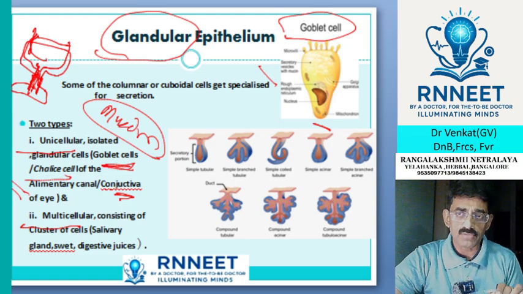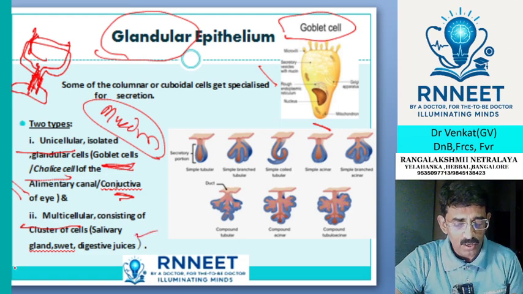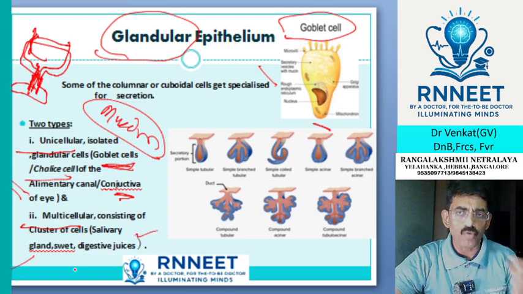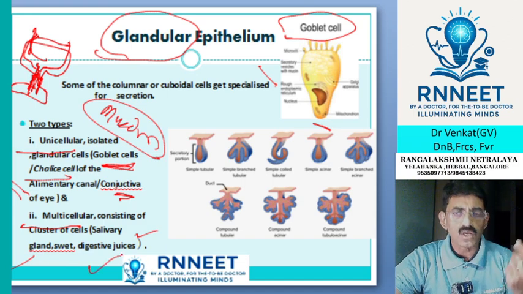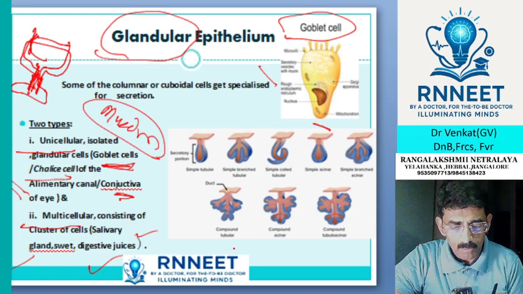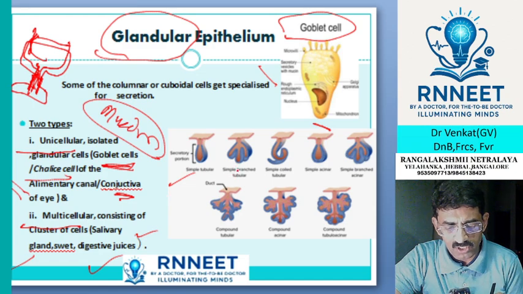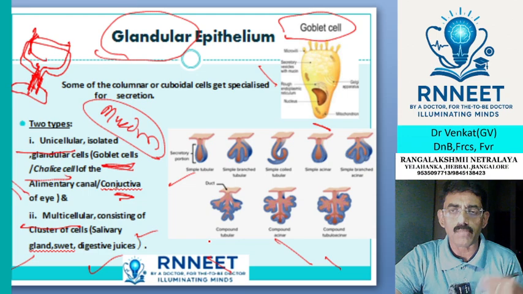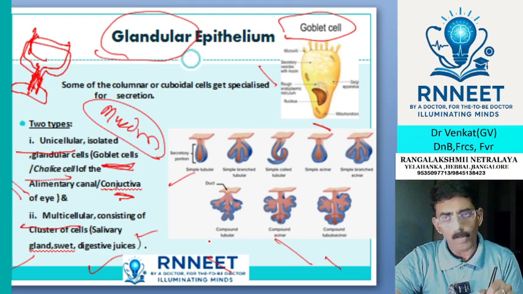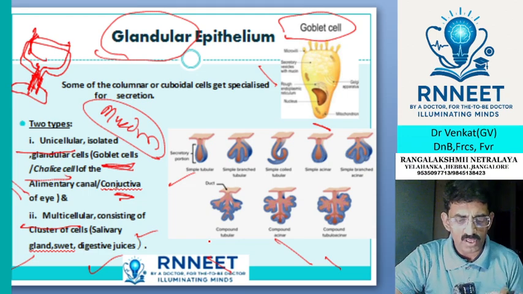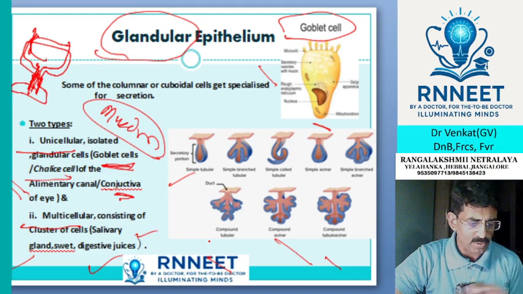Multicellular layers sometimes can be present, like the salivary gland and the sweat gland. Those give you digestive juices. The salivary glands and sweat glands are all multicellular, and when they are multicellular, they can be of different shapes, and they can either secrete into a single duct or multiple ducts. That way each one of them is either simple or compound. So this gives you the idea of what a glandular epithelium is.